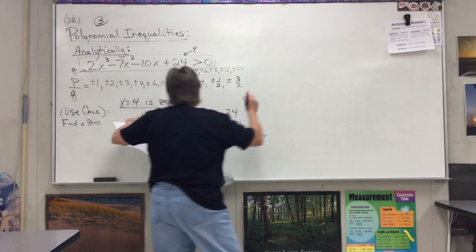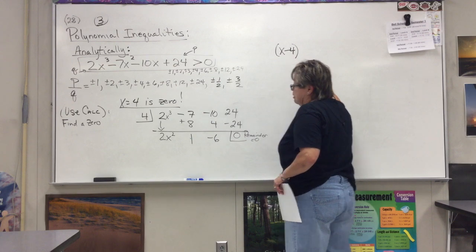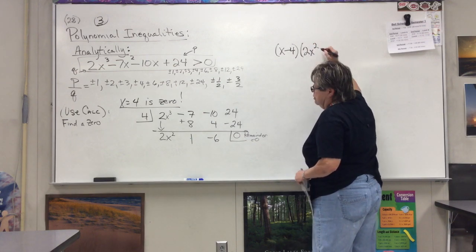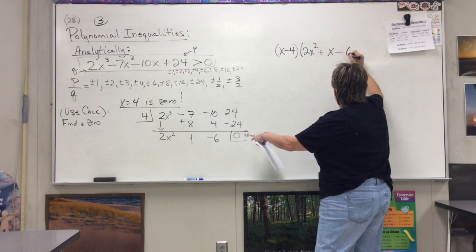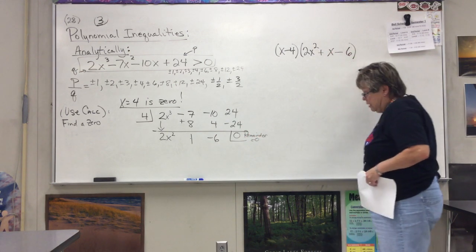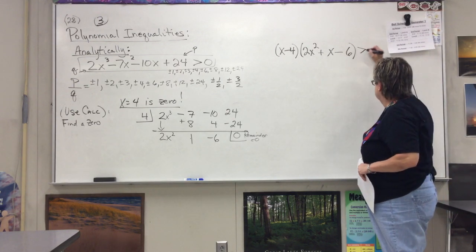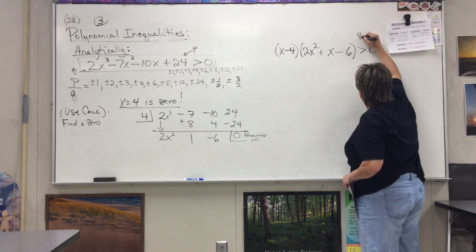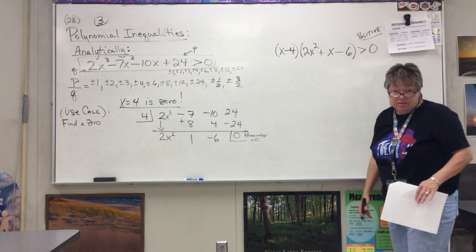At this point, we know that x minus 4 times the quantity 2x squared plus x minus 6 is our original polynomial. We're trying to solve that to be greater than 0. In other words, when is this polynomial positive?